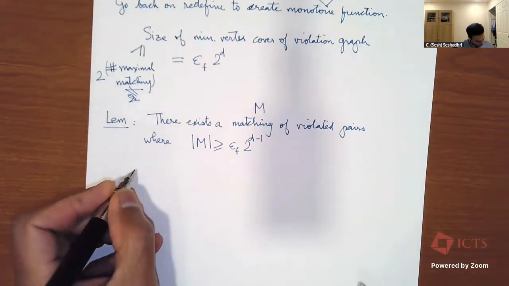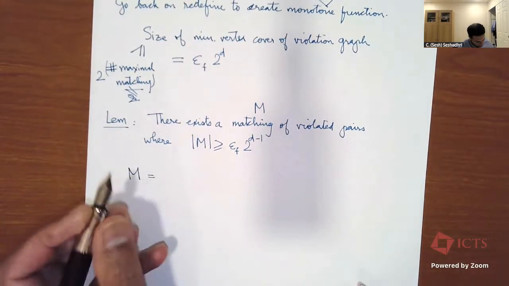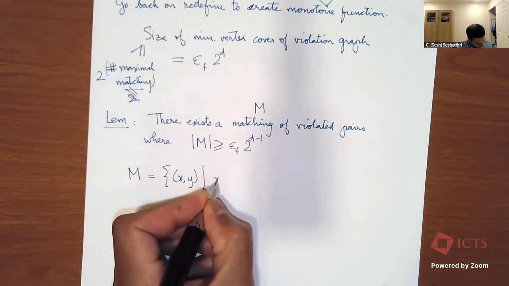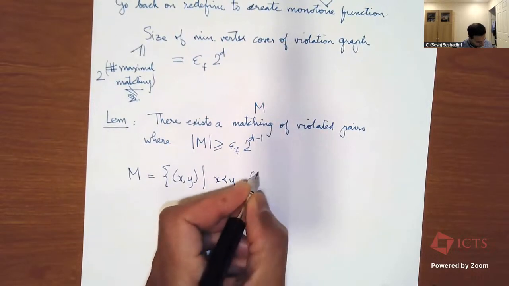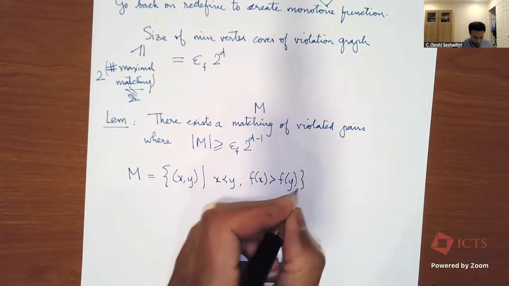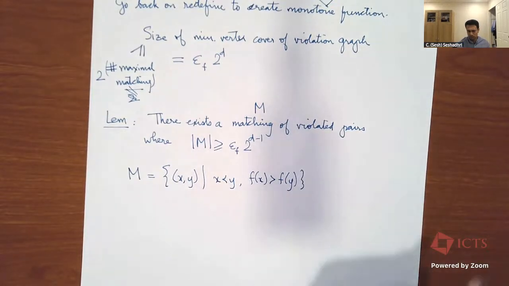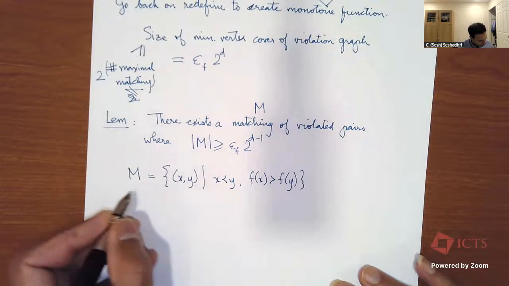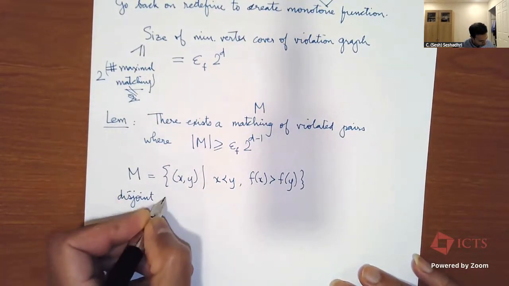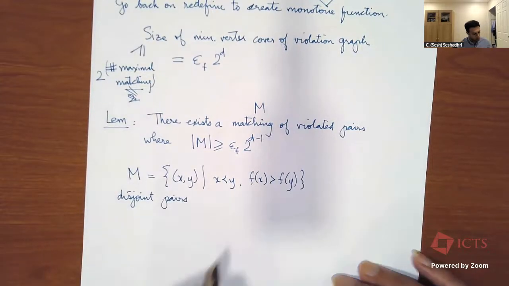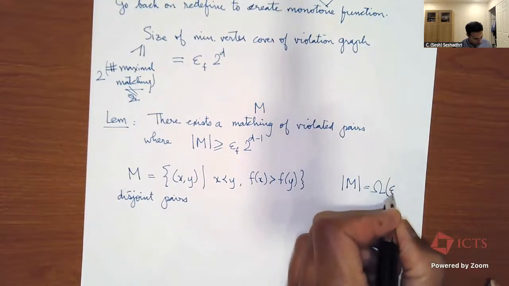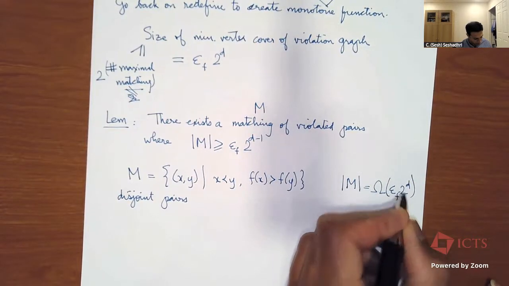Okay, so just to write this out. What is this matching? It's pairs x, y, where x is less than y and f of x is greater than f of y. At this point, I haven't even used the Boolean nature of it. It's just what it is. And these are all disjoint pairs. And we know that the size of this is essentially omega of epsilon f times 2 to the d.